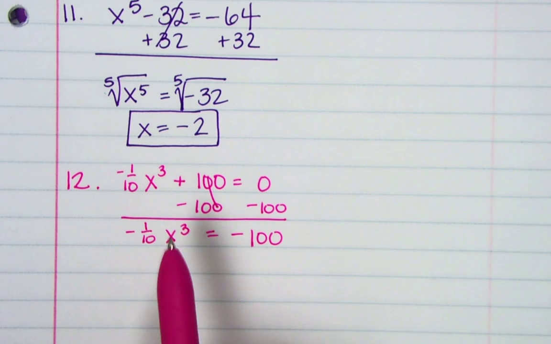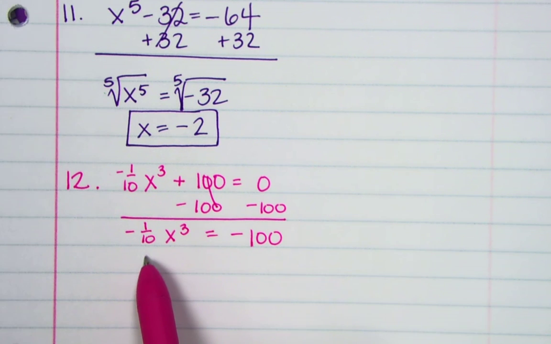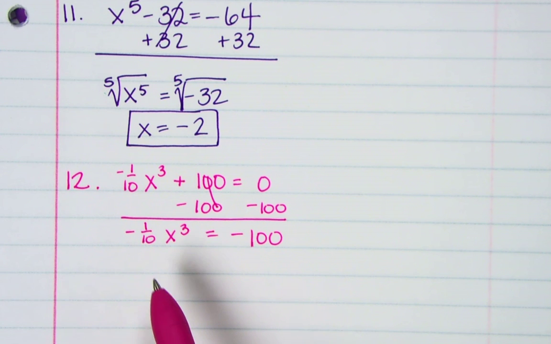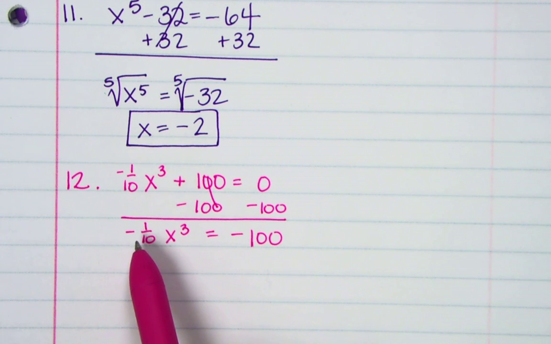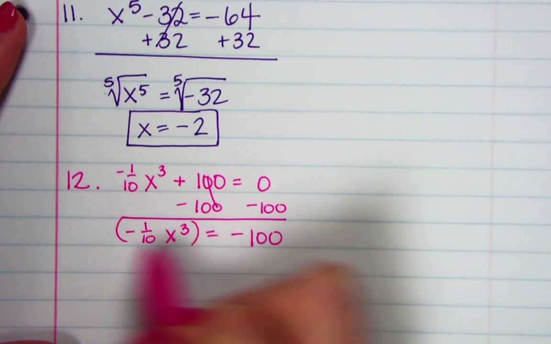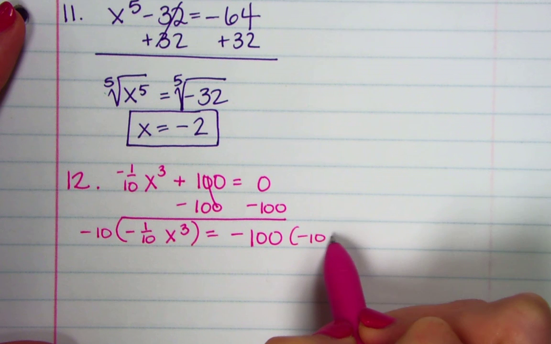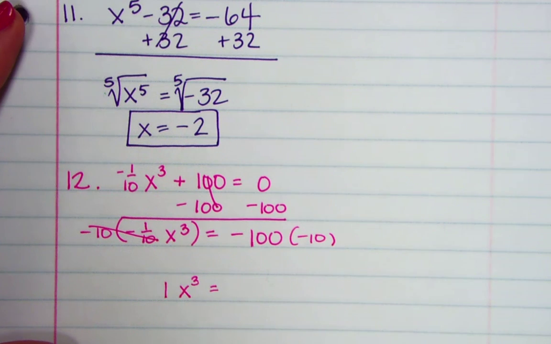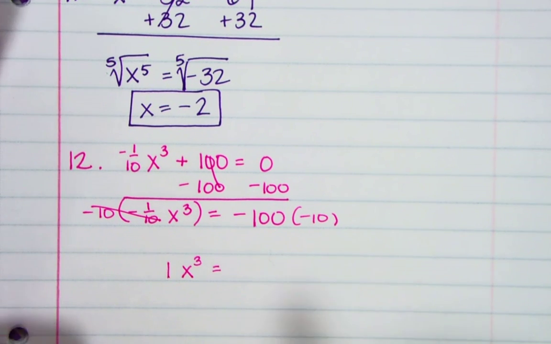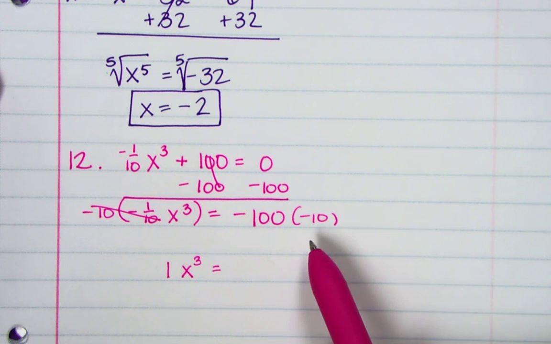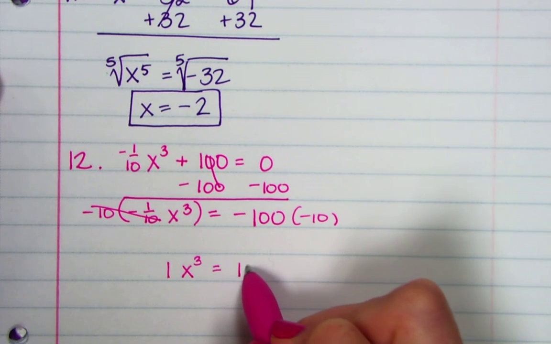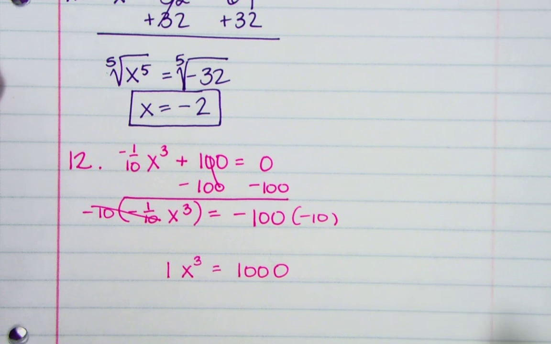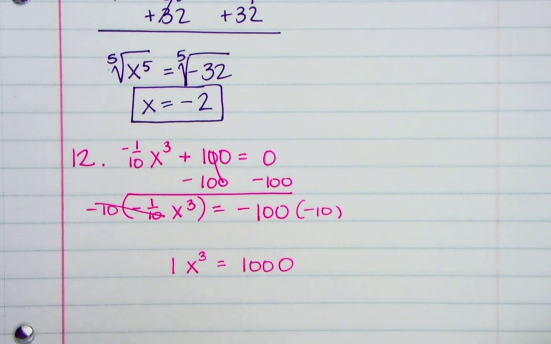Then some people maybe want to turn this negative 1/10 into a decimal. I am going to do it without doing that. I'm going to do it the other way that we've shown: to get rid of a fraction, multiply by the number on the bottom. Since it's negative, I'm going to multiply both sides by negative 10. That gets rid of the whole fraction, just leaves me with 1x cubed. And what is negative 100 times negative 10? Positive 1,000. Then we've got 1x cubed equals 1,000.